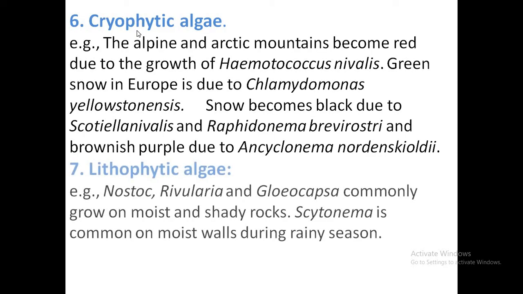6. Cryophytic algae. Algae growing on ice or snow are called cryophytic. These algae provide attractive colors to snow-covered mountains. Example the alpine and arctic mountains become red due to the growth of Haematococcus nivalis. Green snow in Europe is due to Chlamydomonas yellowstonensis. Sometimes snow becomes black due to Scotiella nivalis and Raphidonema brevirostre, and brownish-purple due to Ancylonema nordenskioldii.